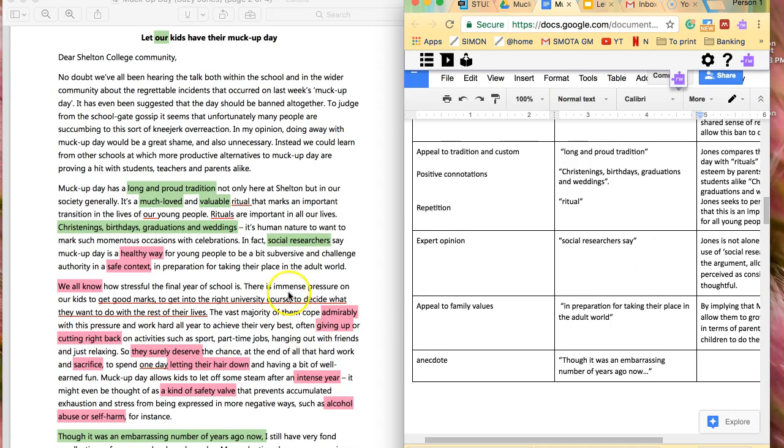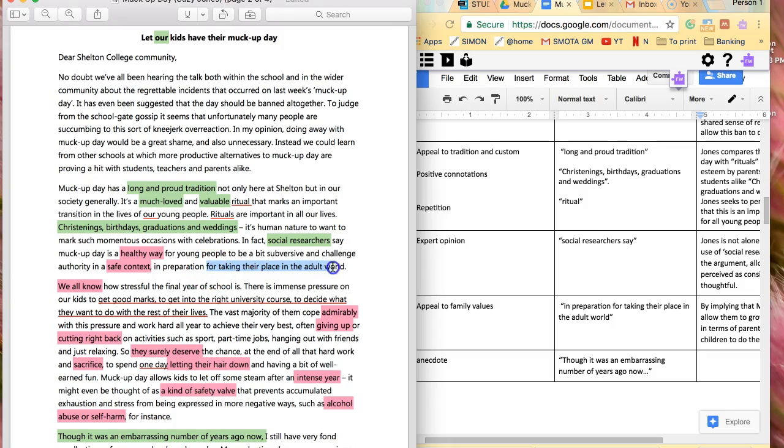You also have this comment, oh, here we go, "taking place for the adult world."